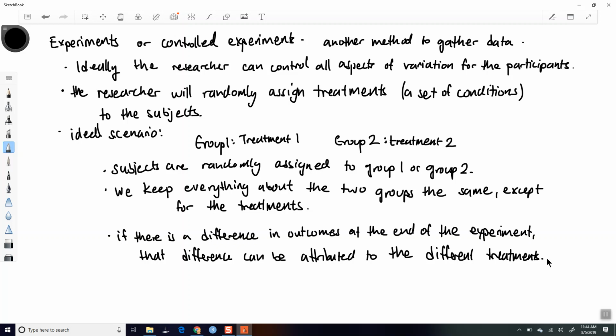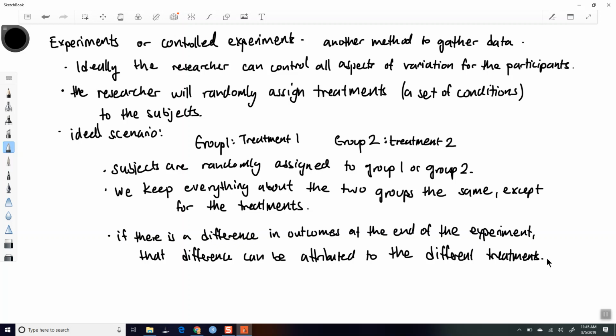And then it's just in group 1, maybe you give them a certain drug, and then group 2 you don't give them the drug, okay? And then you can see what effect this has on the mice's health or whatever. And if there's a difference between group 1 and group 2, then that difference, because everything else was the same, can be attributed to the different treatments that we used, okay?